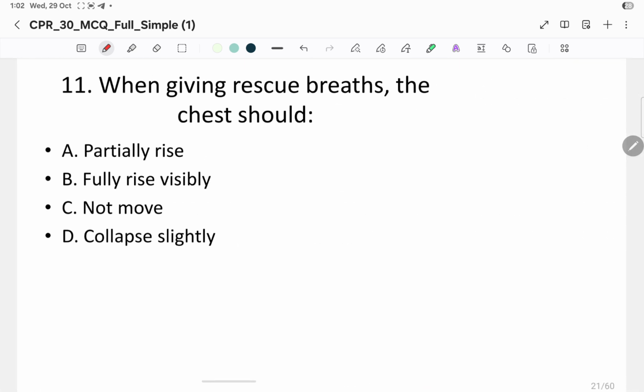Next, when giving rescue breaths, the chest should: A, partially rise, B, fully rise visibly, C, not move, D, collapse slightly. So there are 5 components of high quality CPR.